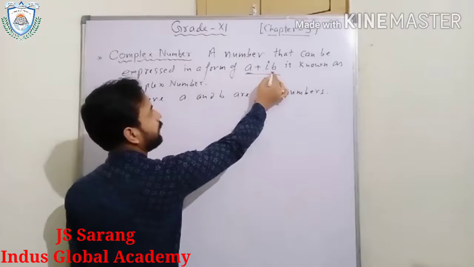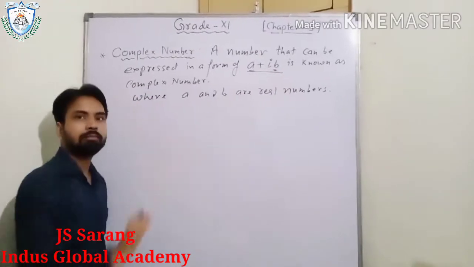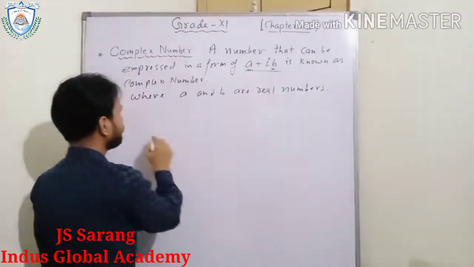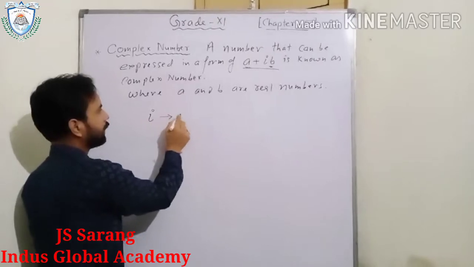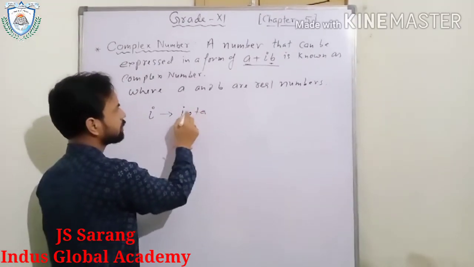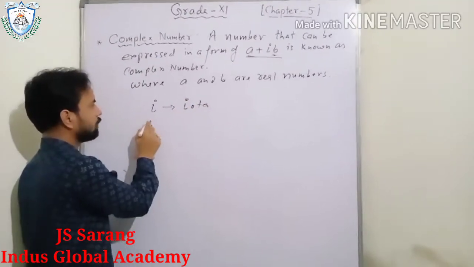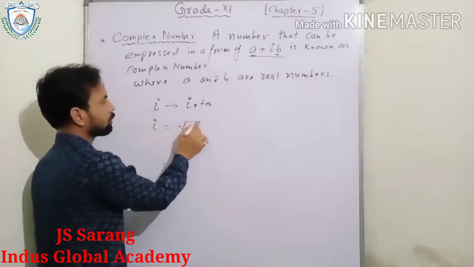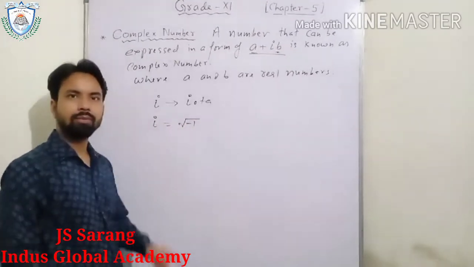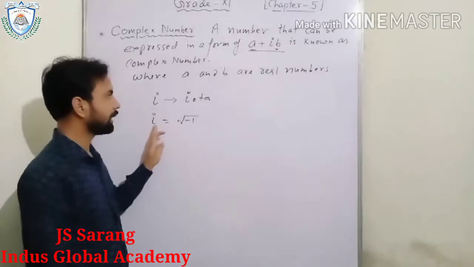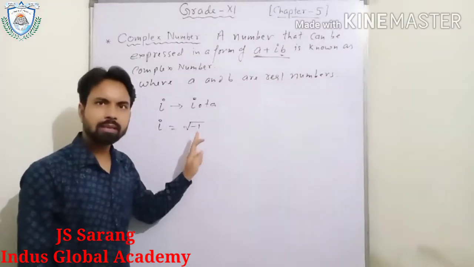a and b are real numbers and this i means iota. I means iota, and its value is the square root of minus 1. The value of iota is the square root of minus 1.